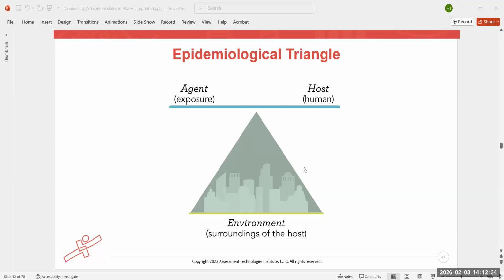A big piece looks at the influence of different factors. So the epidemiological triangle looks at relationships, and there are interactions that help to determine and influence risk associated with disease. Depending on the factors, it can increase or decrease risk for disease. So, the different factors here: we have the agent, we have the host, and then we have the environment.